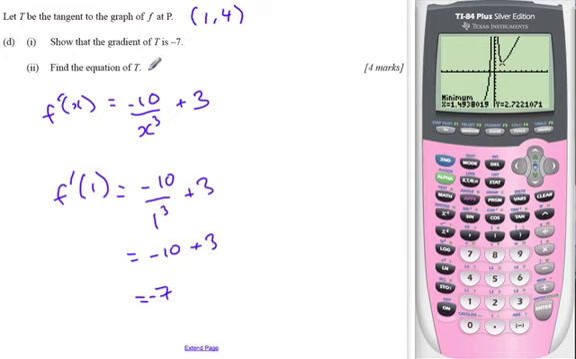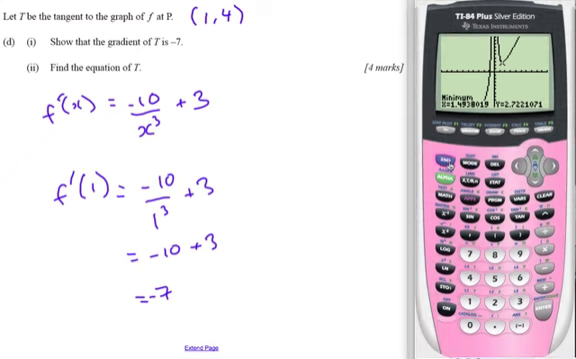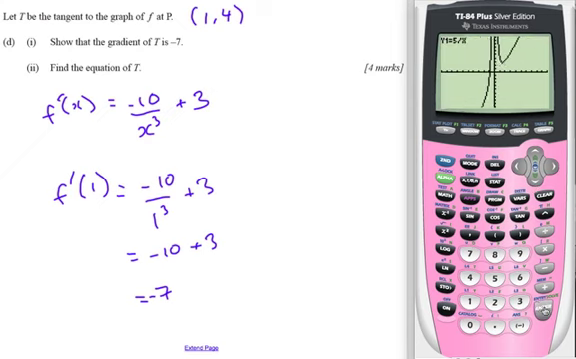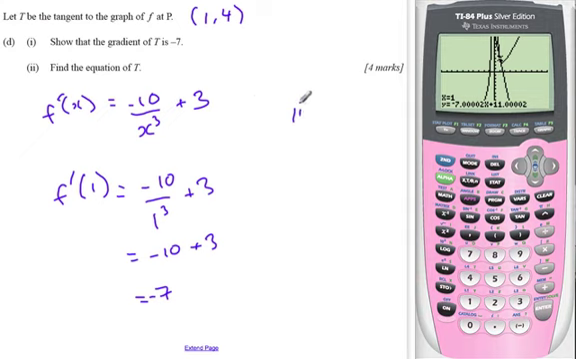Next, find the equation of t. The easiest way to do that is actually using the calculator. You can just go to the draw menu, second draw. You can get the calculator to draw a tangent, enter, and you say we want a tangent when x is 1. So when x is 1, there's our tangent. It's given us the equation of the line straight off. Okay, so that was part 1. Part 2, the equation of the tangent is y equals -7x, add 11.